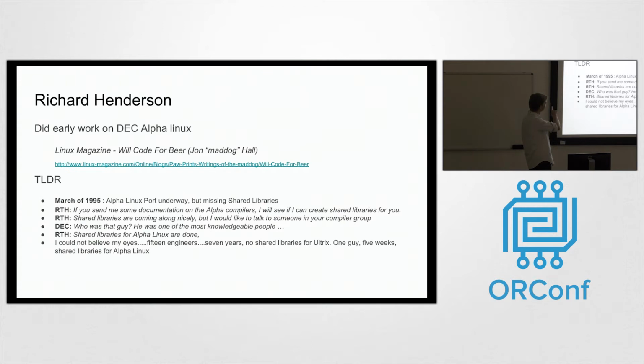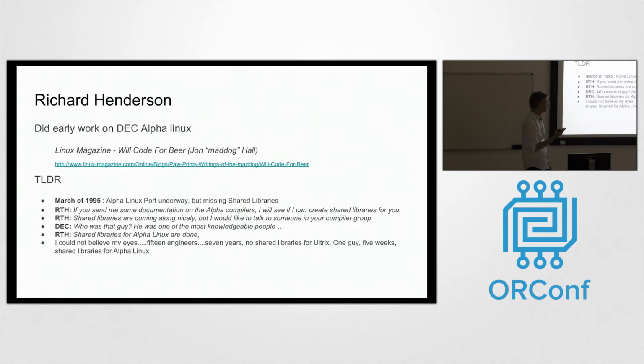So this guy got a mail from Richard, and he didn't know who it was at first, but Richard just said, hey, I heard you're working on shared libraries and you can't get them working. So it was all being done by DEC. But Richard said, hey, if you send me some documentation on the alpha compilers, I'll see what I can do. And he said, okay. And then Richard, in 2 weeks, said, okay, they're almost working. Can I talk to your compiler group? And they got Richard in contact with the compiler group, and the compiler guys were like, who is this guy? He's like the most smart guy I've ever talked to.